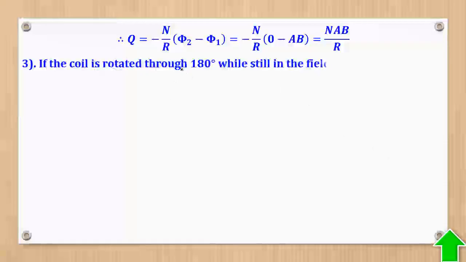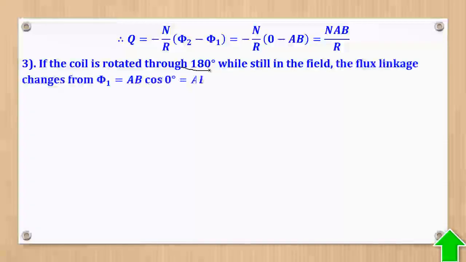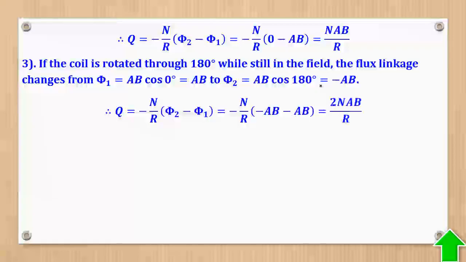It is similar to the previous one, but look at this third one. When you rotate it through 180 degrees, something is going to change, because phi 1 is here at 0 degrees, which is this, and phi 2 is at 180 degrees, which is negative. When it is negative, something is going to change. Do you see what has changed? Here, it was just NAB over R, but now here it is 2NAB over R. So I want you to remember that when they say it is rotated through 180 degrees, it is now 2NAB over R.